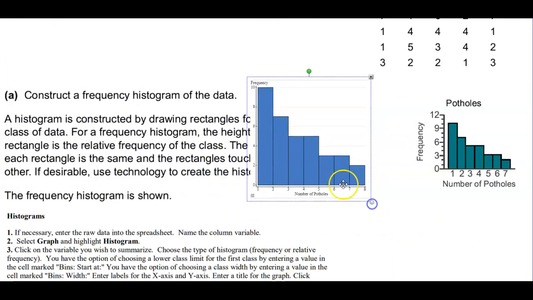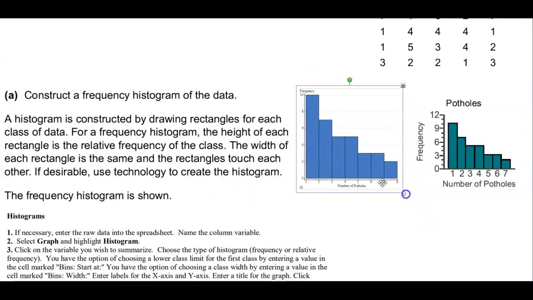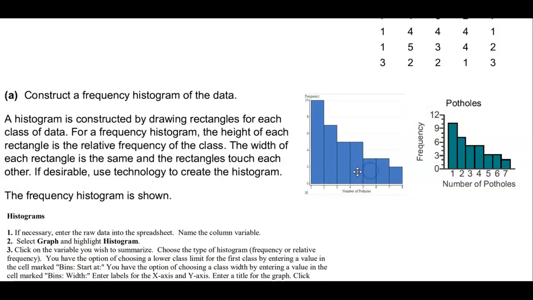Okay, and we're going to compare that with our answer that we have next to this, and we can see that it matches. So it starts at 1, and we have a width of 1 here, width of 1 here. So this goes all the way up to 10, as you can see here. So we were able to generate the frequency histogram using StatCrunch.